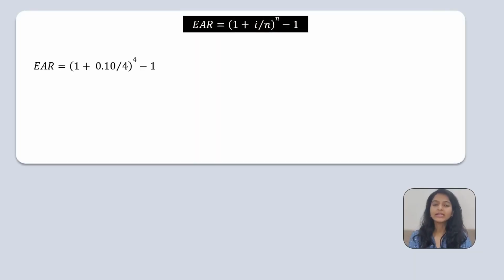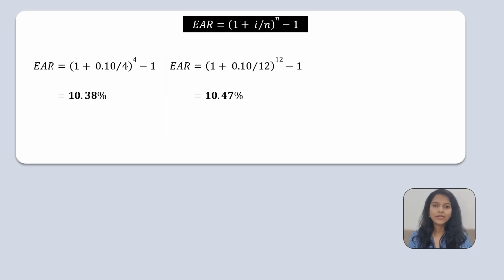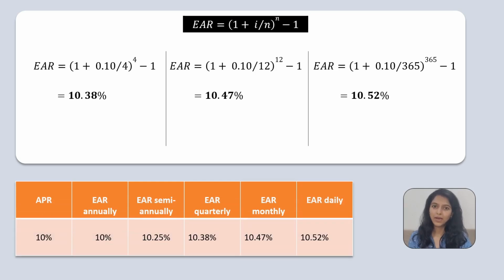If this 1000 is compounded on a quarterly basis, we get an effective annual rate of 10.38%. On a monthly basis, it's 10.47%, and on a daily basis, it's 10.52%. Clearly, the more frequent the interest is compounded, the higher the EAR. Now we know why an effective annual rate is greater than the annual percentage rate.